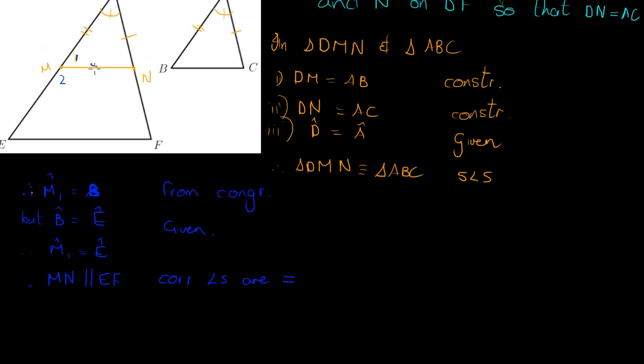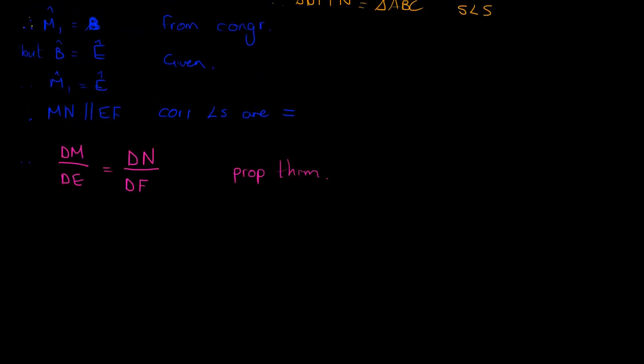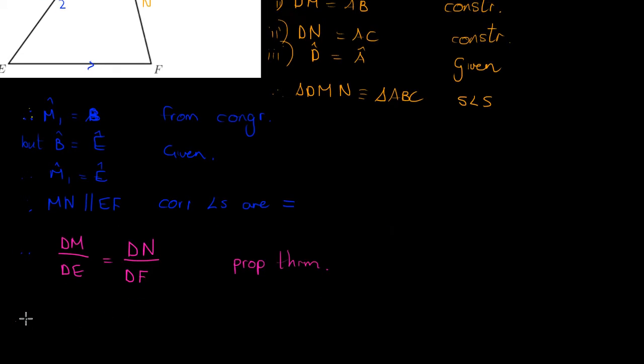Now we have that these two lines are parallel, and we can therefore conclude, we get to our second step, that DM over DE is equal to DN over DF. And this is the proportion theorem. Okay, and then finally, using this, I can say that AB over DE is equal to AC over DF.